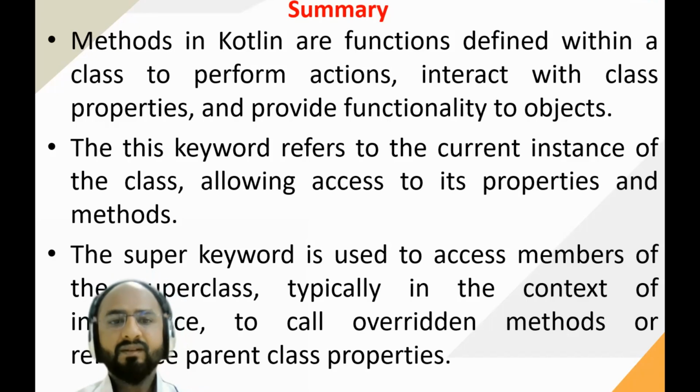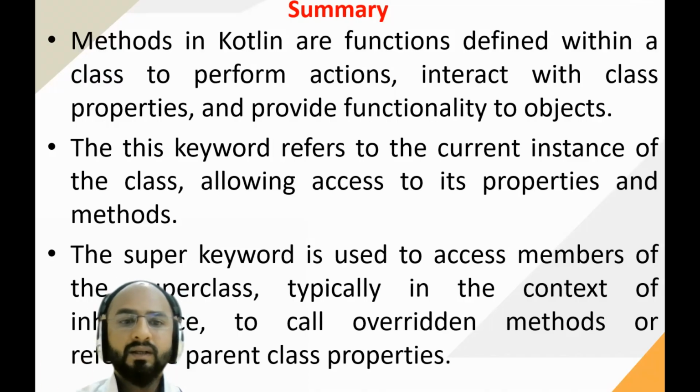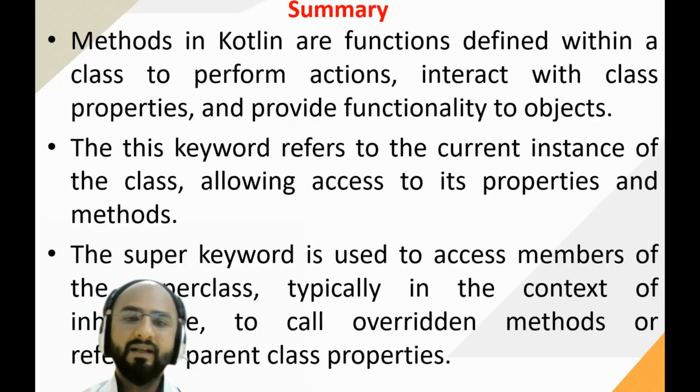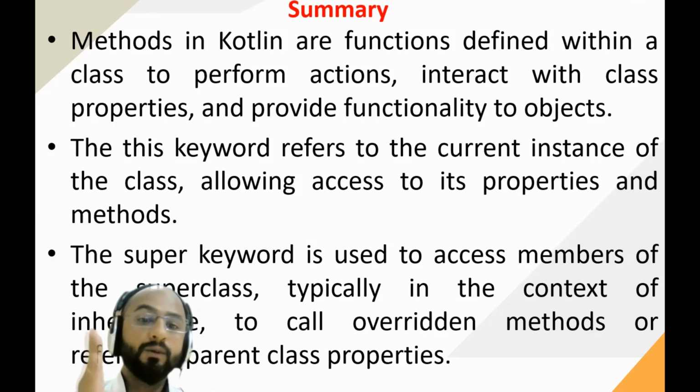So what is the use of a method? It is used to interact with the class properties. It can be used to change the value of that particular property, and it is used to return the value of that particular object also. The this keyword refers to the current instance of the class, allowing access to its properties and methods. So what is the use of the this keyword? The this keyword is used to refer to the current object, the current instance of the class, and it allows you to access the properties and the methods of that particular current object.